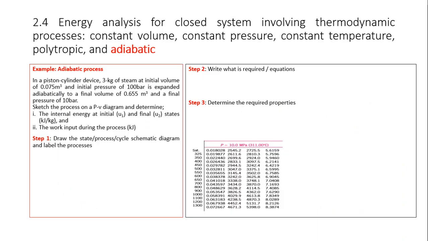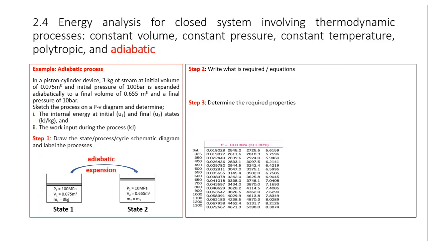So now let's look at the example for an adiabatic process. You can pause the video to read and understand the question properly. So in step 1, just like examples before, please try to draw and label the schematic diagram for the process in the question. So we have state 1 and state 2, and the process is an adiabatic expansion.